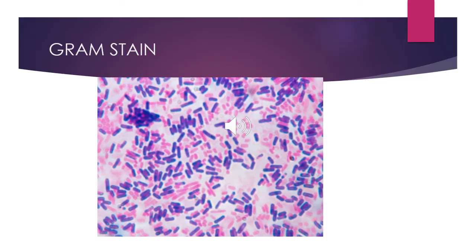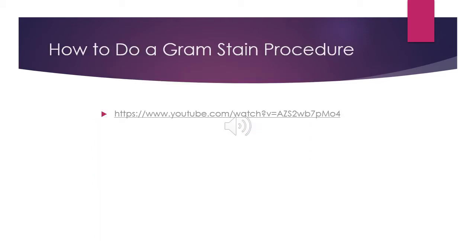You can see from this slide that there is contrast between the gram-positive organism or bacilli, which is colored violet, and the gram-negative bacilli, which is colored red or retains the counterstain, which is safranin. I added a good link for you to watch and review your gram staining procedure.